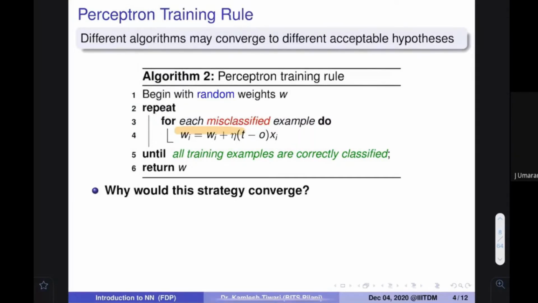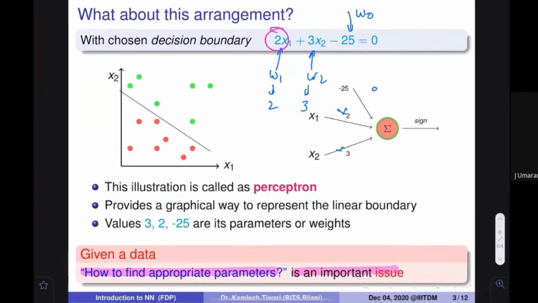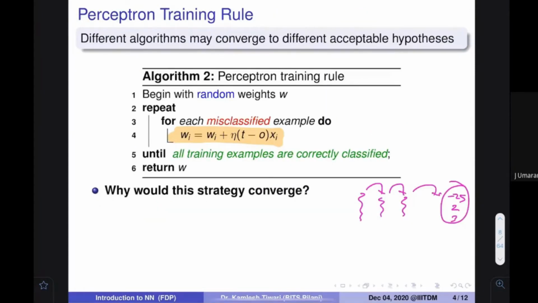How come this particular equation is going to give me the right set of values? Because I'm saying that I started with random values of W, then again some change, some change. How is this going to give me -25, 2 and 3, whatever value, I'm not sure about this. How am I going to get this value at the end? What is the rationale behind this? So this question comes to your mind: why would this strategy converge?